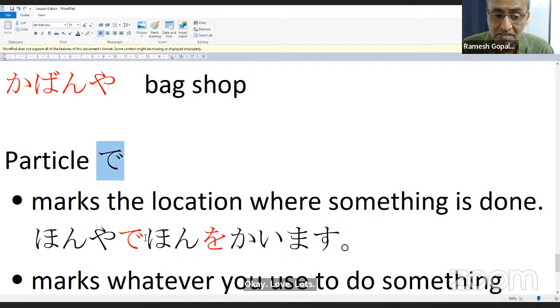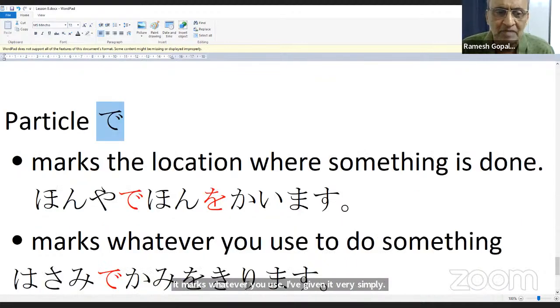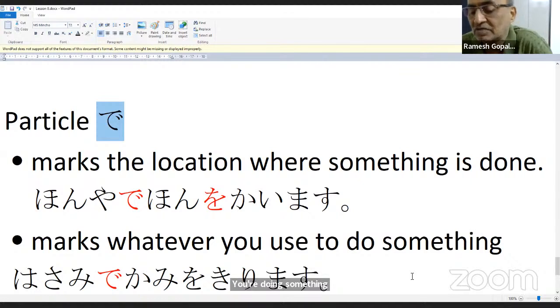Okay. Now, particle de has got another use. It marks whatever you use. I've explained it in a very simple manner. It marks whatever you use to do something. Okay, tell me something that you use to do something. You're doing something. Writing. Right? What do you use to write? Pen or pencil? Pen, pencil.